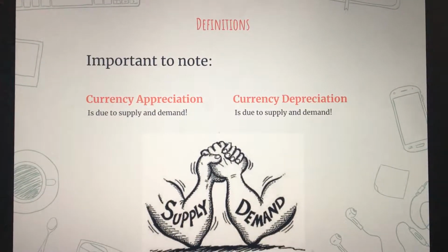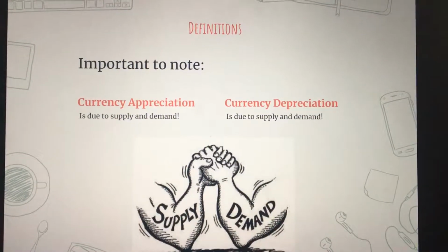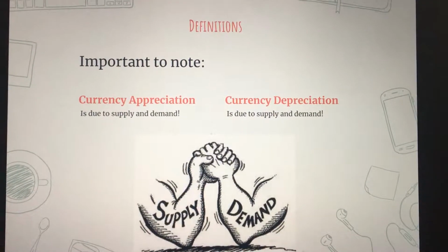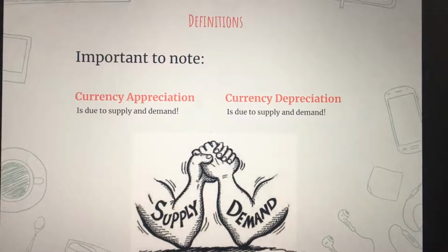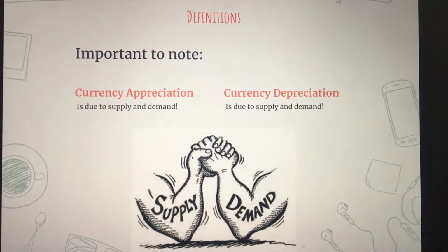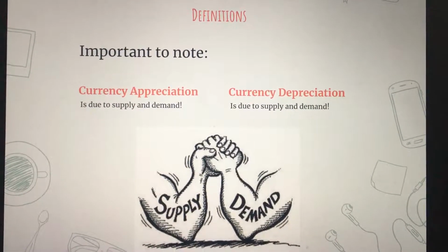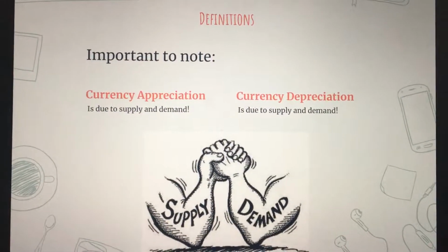But I think that it's important to note and explicitly say that the currency appreciation is due to supply and demand, while the depreciation is due also to supply and demand. You kind of noted that, but it's very important to say that both of these are at a floating exchange rate, so they're due to supply and demand.